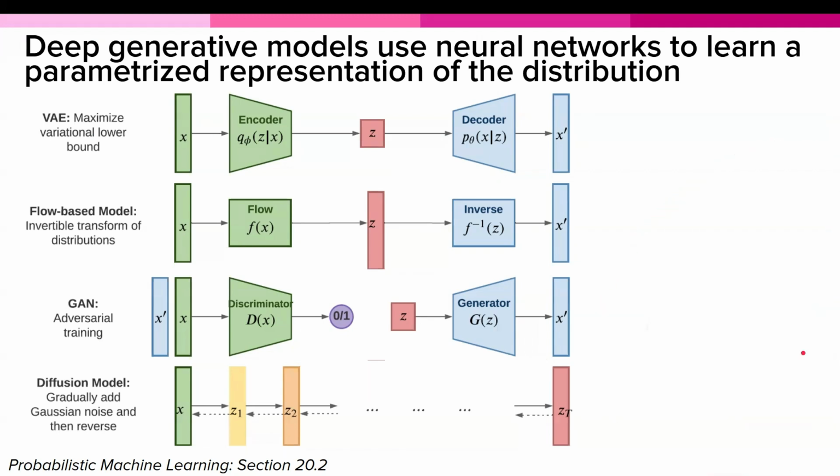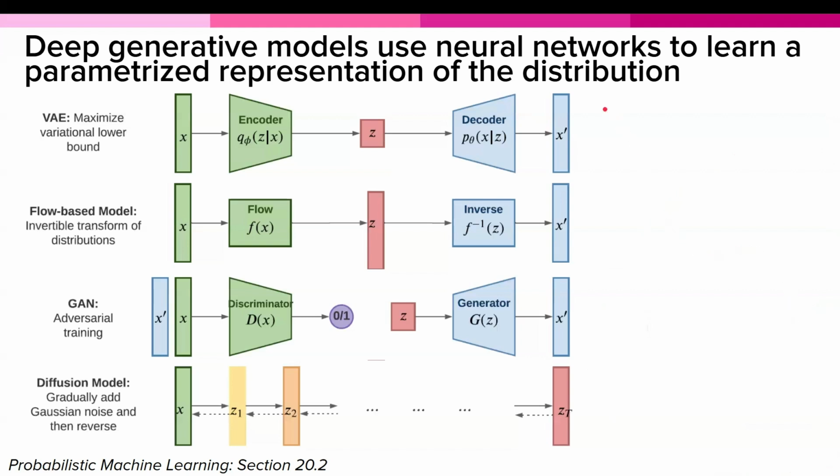And the idea is that we're going to use deep generative models to approximate this probability distribution for us. So use a very high dimensional parameterized representation of the probability distribution, such that we can generate new samples from that distribution.